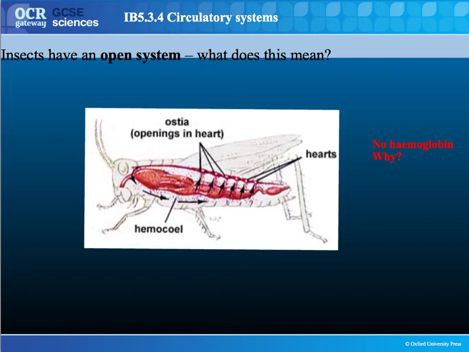Here we can see, as represented by these arrows, that the fluid will then return to the hearts via openings here called ostia within the heart chambers. Insects do not contain haemoglobin. Why is this? They contain a substance called hemolymph, as shown here.